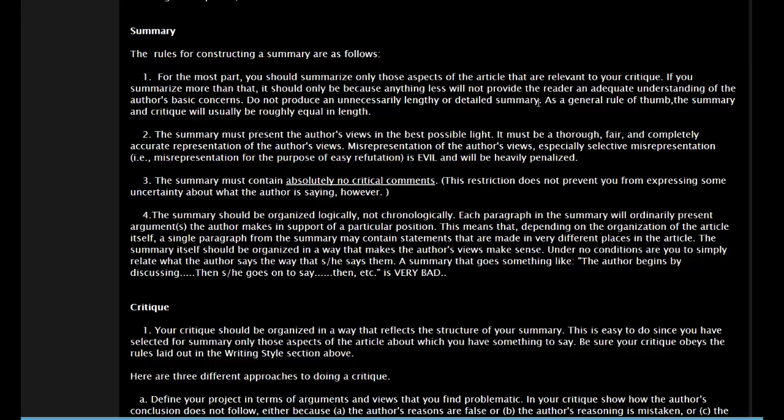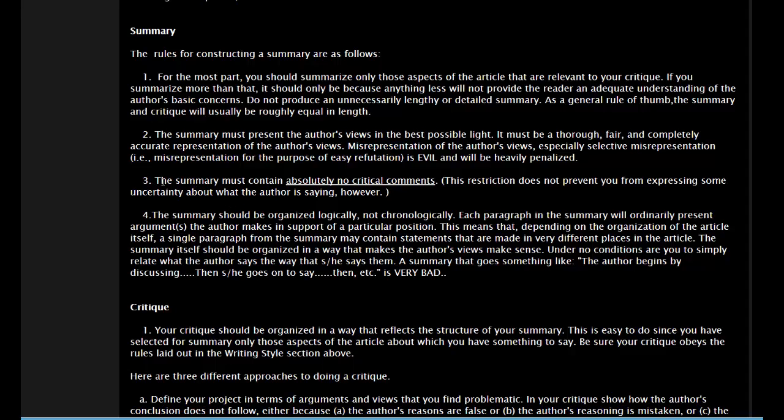These have distinct functions. Which is what I'm saying here in section 2, the summary must present the author's views in the best possible light. So you've got to be trying your very hardest to represent what the author is saying in a thorough, fair, and completely accurate way. So any kind of misrepresentation, especially misrepresentation that facilitates a bogus critique, is going to be really, really heavily penalized.